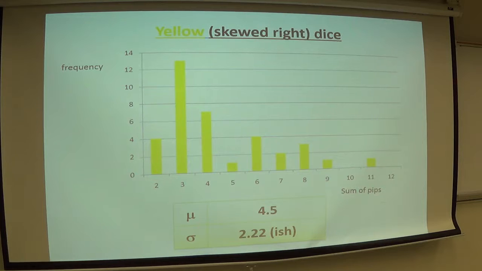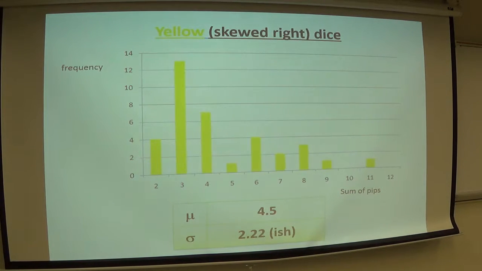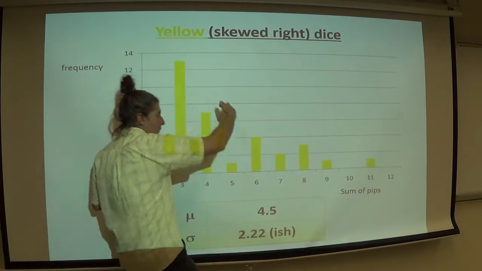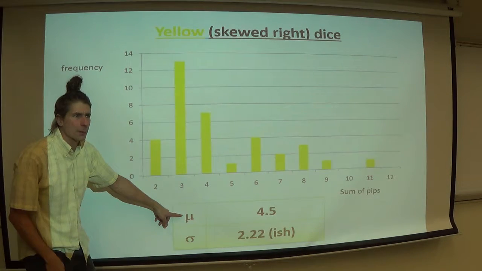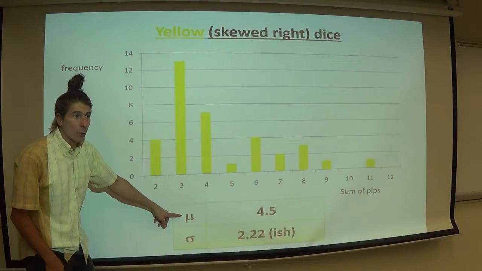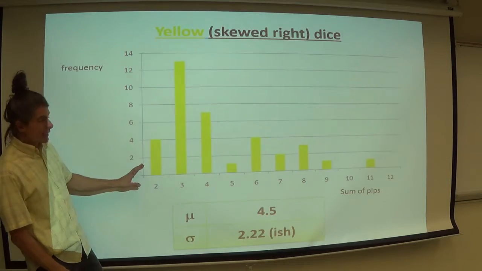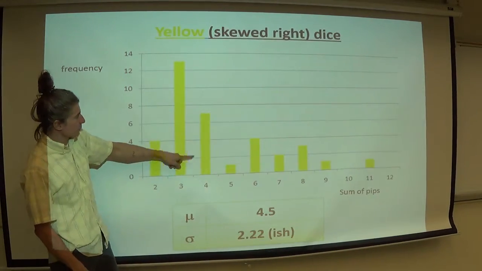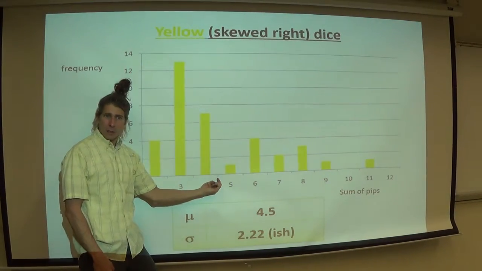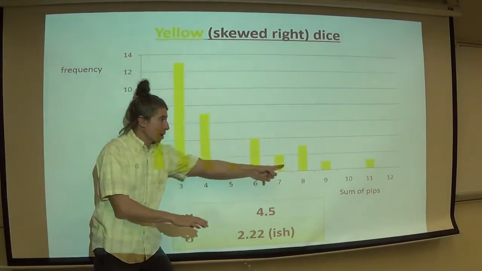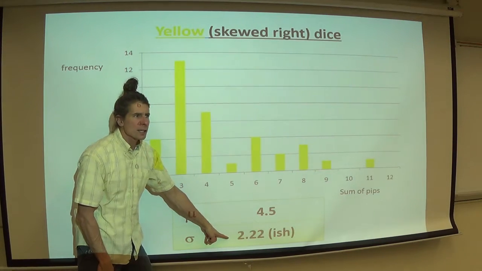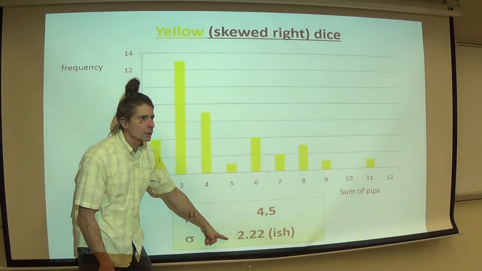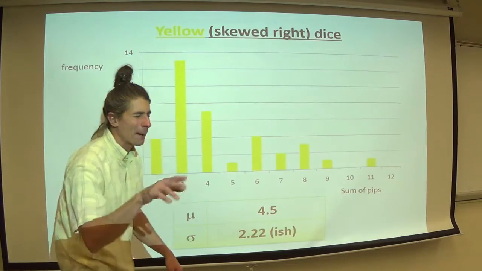My yellows, does this agree with yours? Yes? This is skewed to the right because you've got this and then kind of a run out tail there. I got an average of 4.5. Does that agree with what you guys got? An average of 4.5? Okay, good. Notice the highest point is at 3, 4.5's over here. It's skewed. The average is pulled that way because of that crazy tail out there. I got a 2.22 sigma. Is that yellow 2.22 sound right for your sigma? Okay, good. We'll come back to that too.